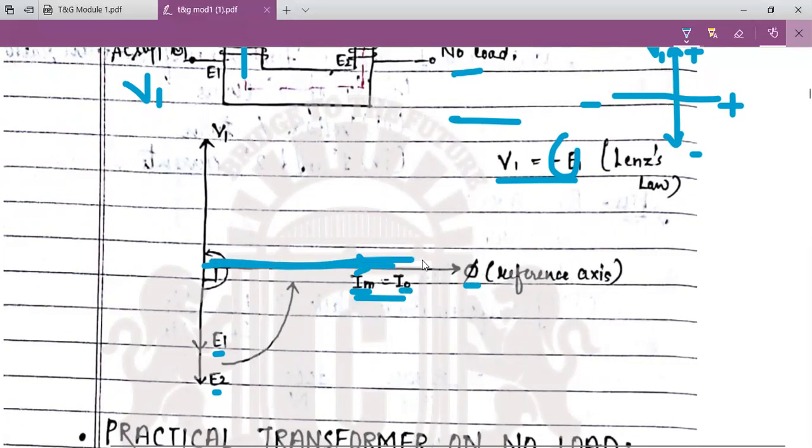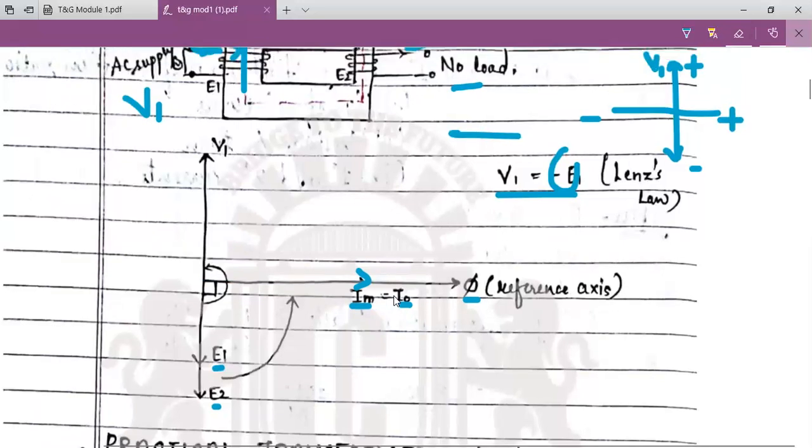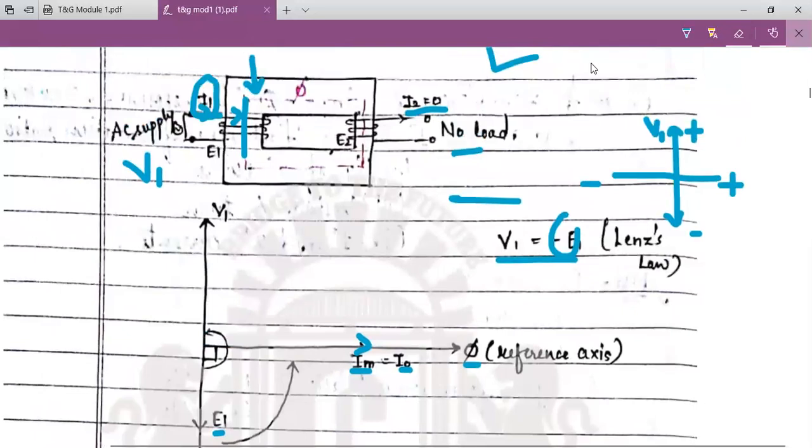The first point is flux is the reference, and the second point is Im is in phase with the flux. Im is nothing but magnetizing current, responsible to produce the flux. Now the flux links with both windings and produces induced EMF. This flux phi links with the secondary winding as well, so it produces two EMFs, E1 and E2, the primary and secondary winding EMFs.